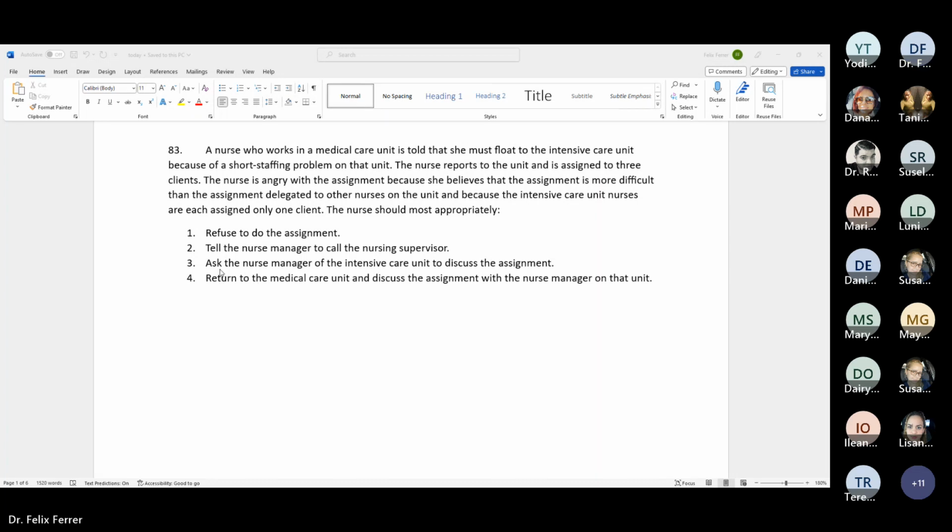So we ask the nurse manager of the intensive care unit to discuss the assignment because you don't feel safe, and you cannot leave. If you leave, that is abandonment. So you cannot do that. When you refuse to float, it's abandonment. You can refuse an assignment, but not to float, because that is abandonment. An inappropriate discharge approved by you as an RN is abandonment.